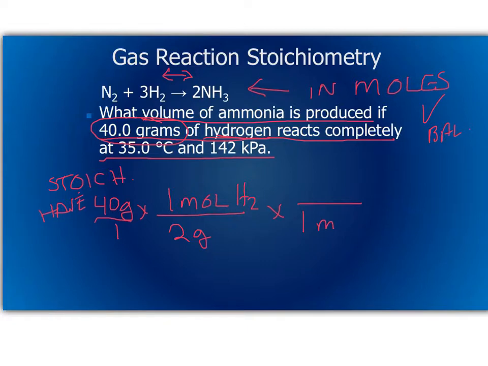Oh, actually, we don't put 1 mole. Again, we make a mistake. We want to make sure that we get the right ratio here. We're looking at 3 moles of hydrogen to 2 moles of ammonia, so we have 3 moles of H2 over 2 moles of NH3. That's going to give me the number of moles of NH3.